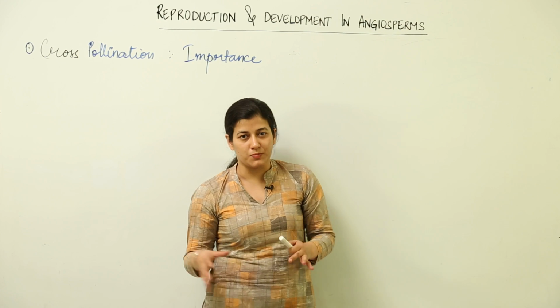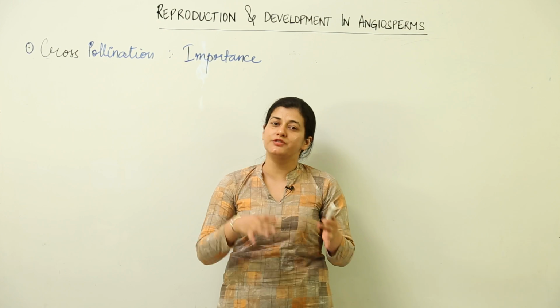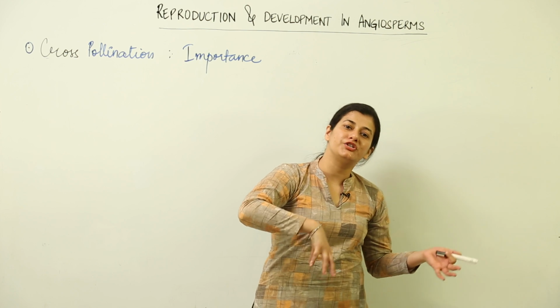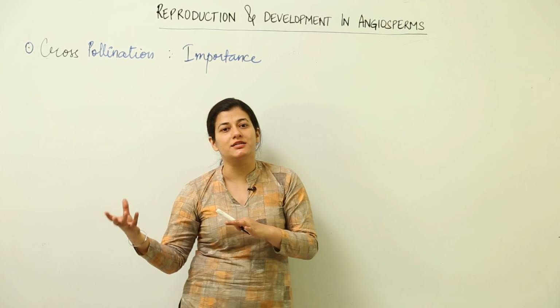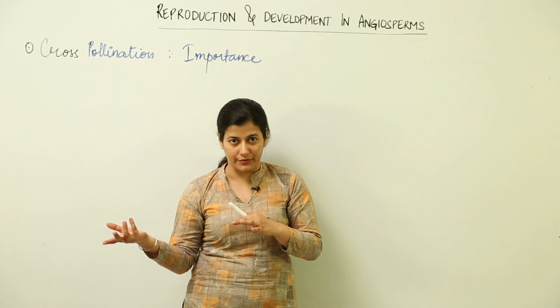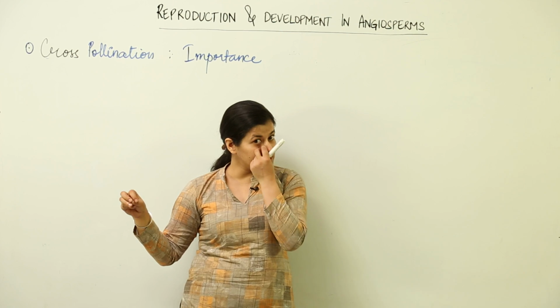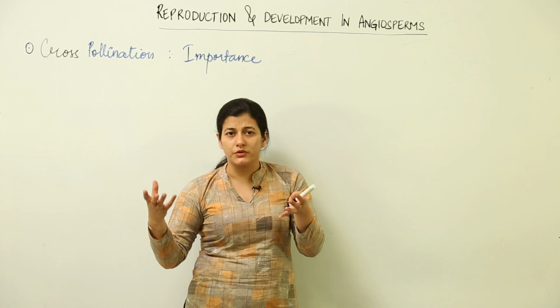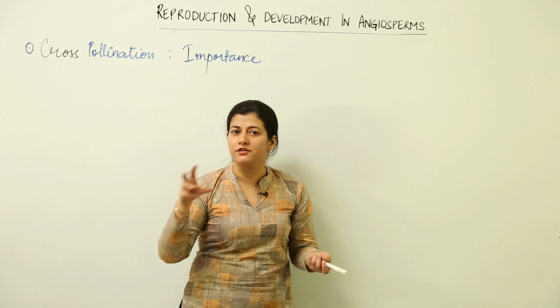The next is cross-pollination, where we have the transfer of pollens from one flower to another, genetically similar, not similar, this time genetically different flower. Okay, so the pollens would be transferred to a genetically different flower. Obviously, it is going to be a different plant on which that flower would be born.